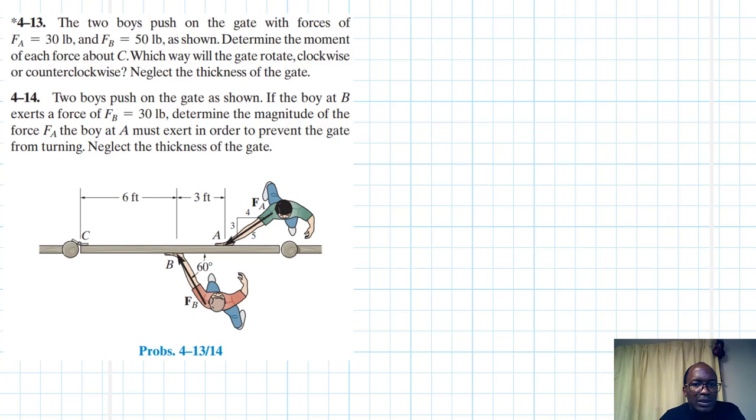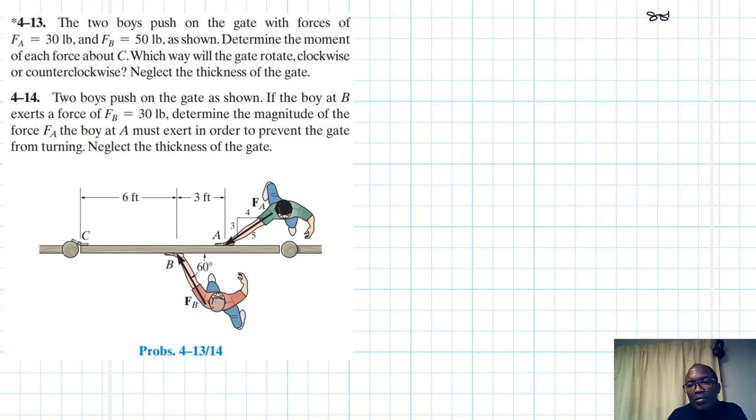Neglect the thickness of the gate. In the second case, two boys push on the gate as shown. If the boy at B exerts a force of Fb equal to 30 pounds, determine the magnitude of the force Fa the boy at A must exert in order to prevent the gate from turning. Neglect the thickness of the gate.